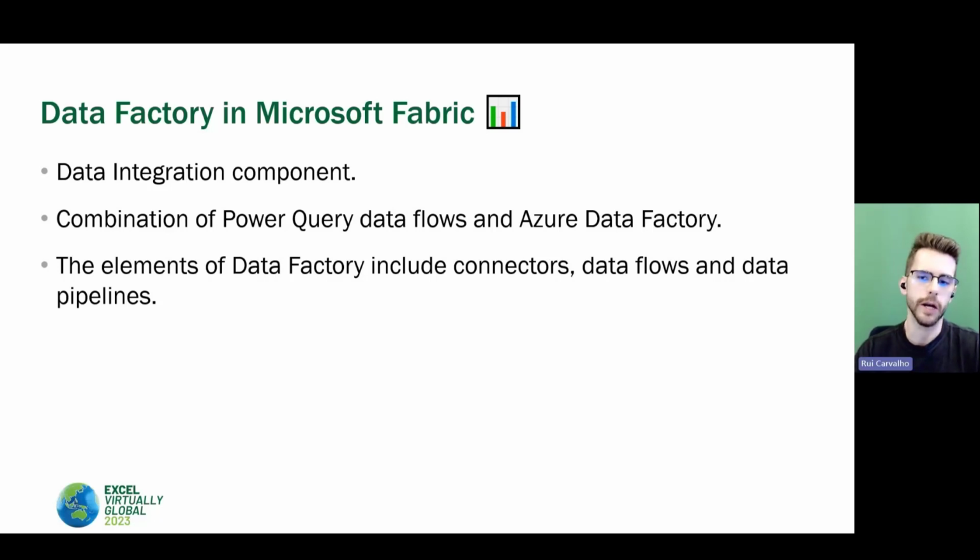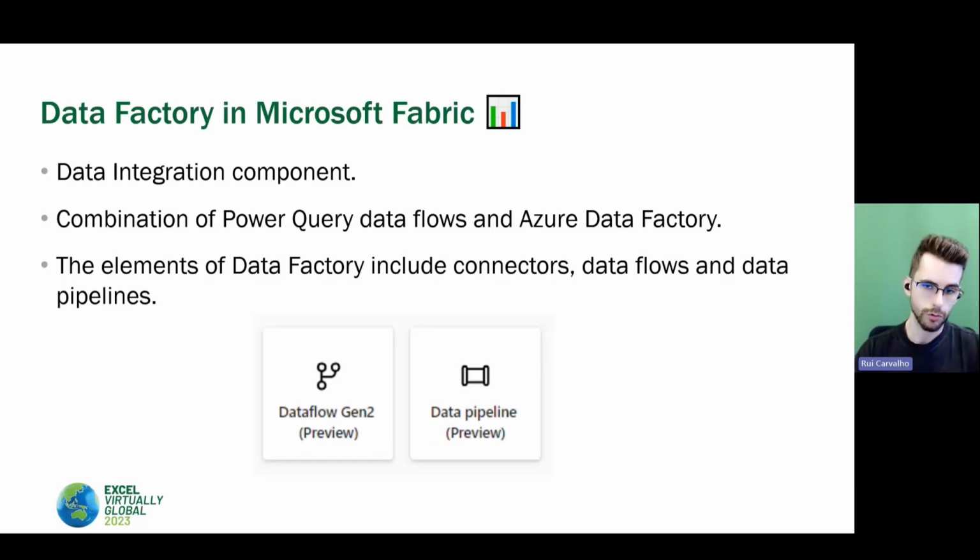What was done in this area was to combine what we already had in Azure Data Factory and the Power BI data flows and integrate everything into Fabric. The data pipelines are quite like what we already had. The main difference lies in the data flow Gen 2, which is the evolution of the data flows used in Power BI. And here we have some new things that we can explore.